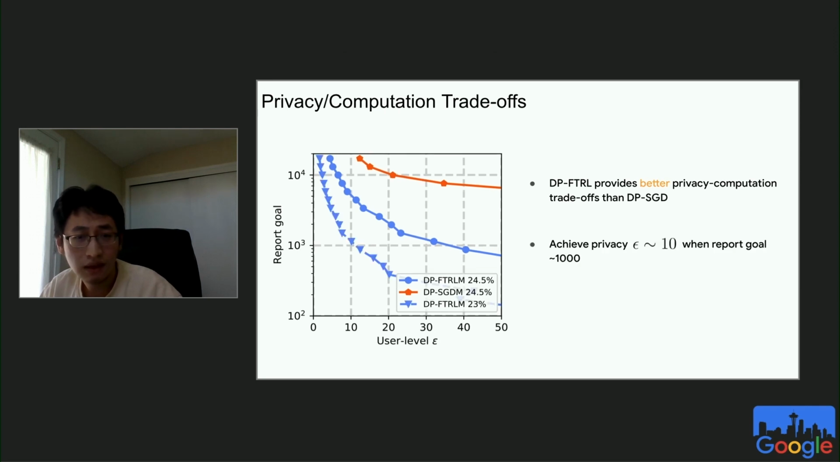In a practical system, if you look at the two blue curves with a report goal at about thousands, you can get an epsilon around 10. I will stop here and I'm happy to answer some questions.